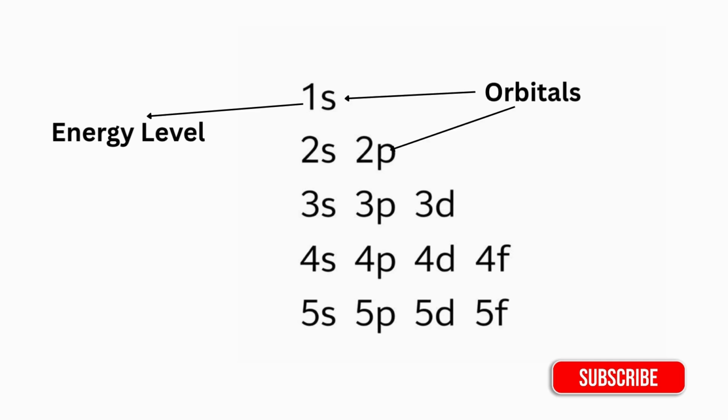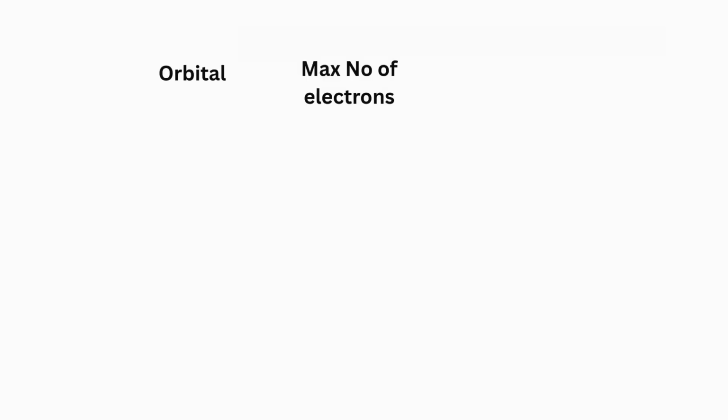In the diagram, the numbers represent energy levels. The letters represent the orbitals present in each energy level. There are 4 main orbitals. S orbital holds a maximum of 2 electrons. P orbital holds a maximum of 6 electrons. D orbital holds a maximum of 10 electrons. And F orbital holds a maximum of 14 electrons.